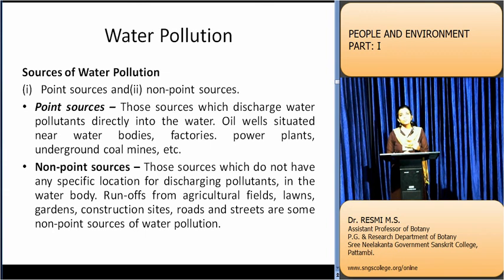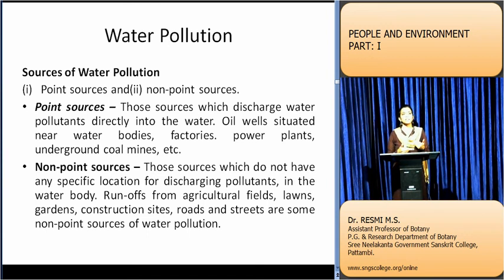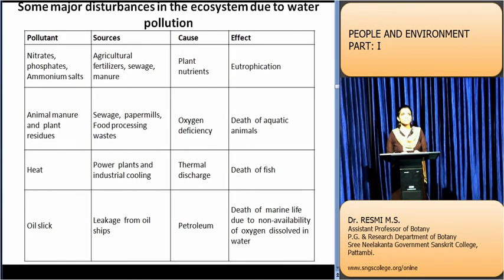And there are also certain non-point sources, because they are not directly discharging pollutants into the water, but in an indirect way, that is runoff from agricultural fields. Pesticides and fertilizers can run off from agricultural fields and contaminate water bodies. Not only that, lawns, gardens, construction sites, roads and streets are all non-point sources of water pollution.